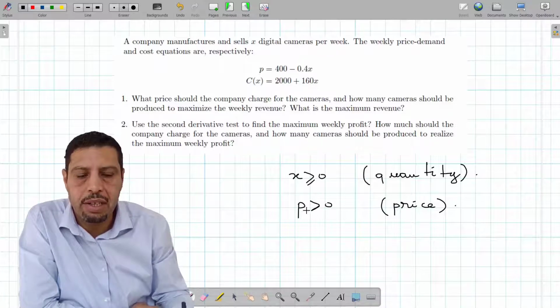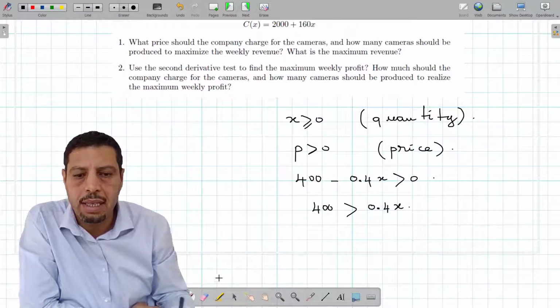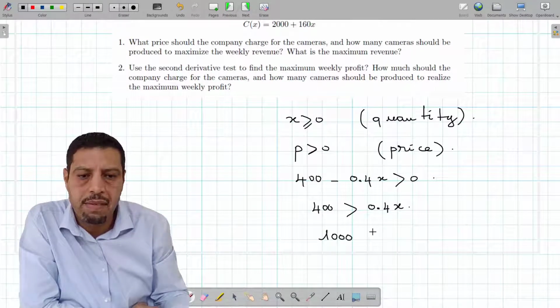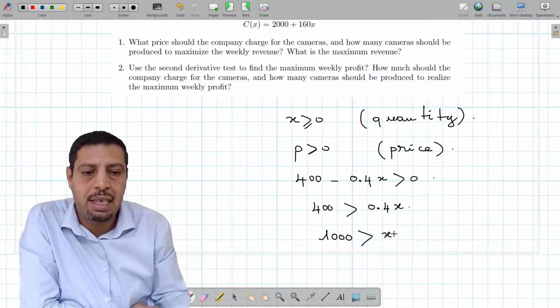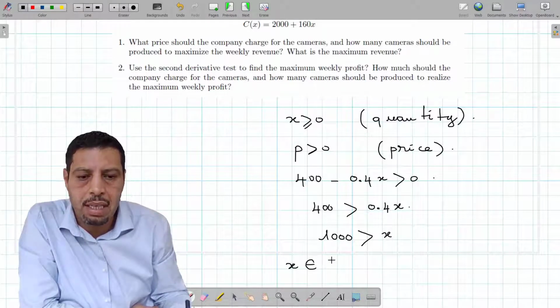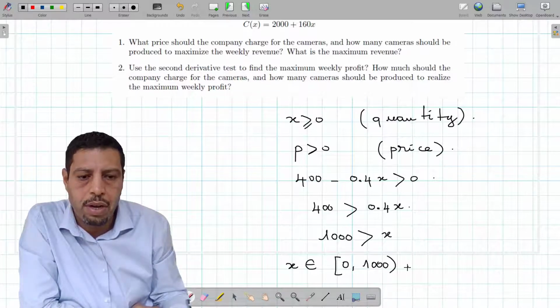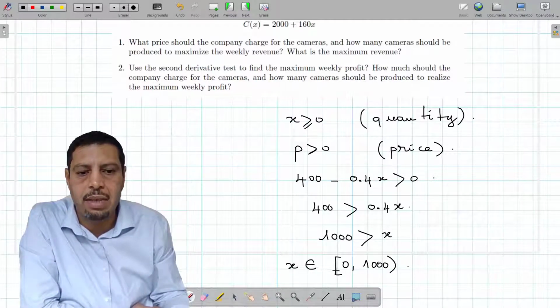With this second condition, we write that 400 minus 0.4x is greater than 0, which means that 400 is greater than 0.4x. Dividing by 0.4, 1000 is greater than x, or x is less than 1000, and here we have our upper limit. So x must be in the open interval (0, 1000). We're going to work on this interval.